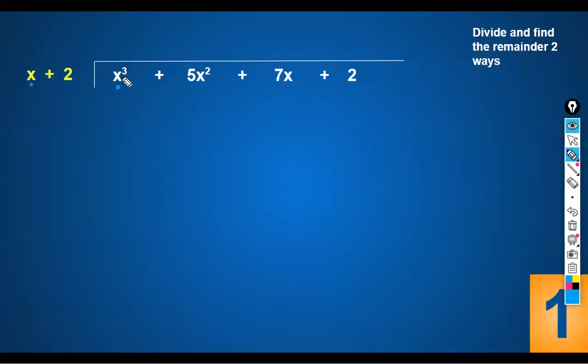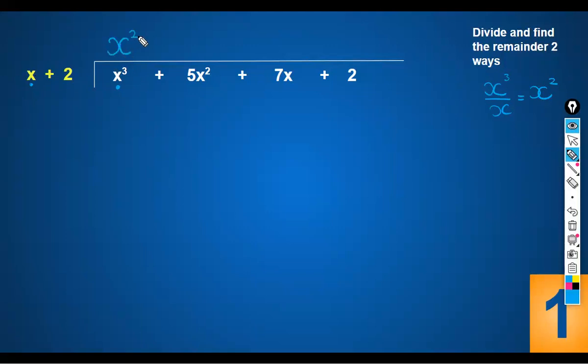In your head, how much is x cubed divided by x? I'm going to do it on the side here. You always take the first item and divide it by the x. X cubed divided by x. I think everyone could safely say that is x squared, right? So x into x cubed is x squared.